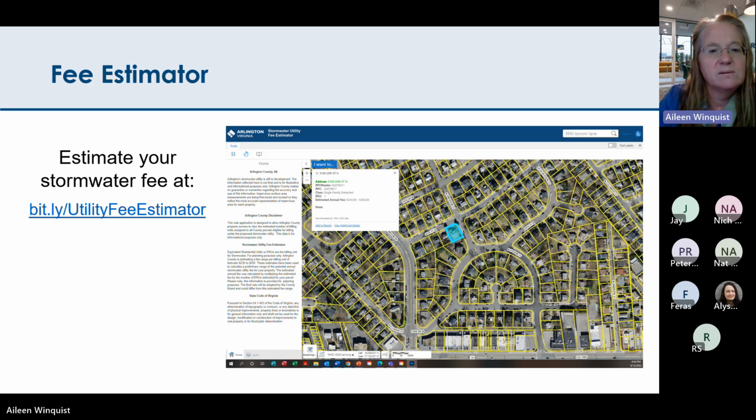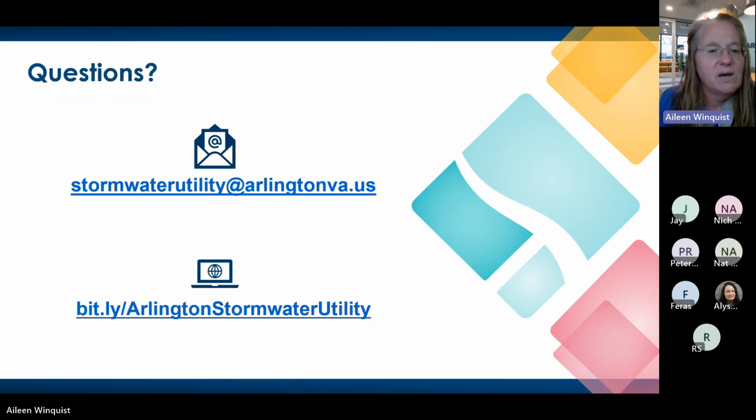Some people have had questions as they're using the map, but I think it works best if you actually click on your property parcel there to get the pop-up window. And again, here's the web link for Stormwater Utility, and we do have an email inbox as well if you have other questions.